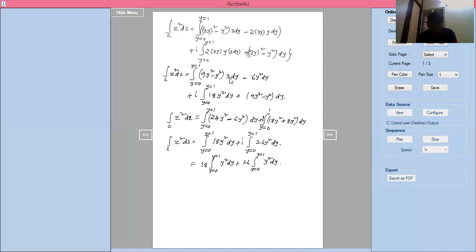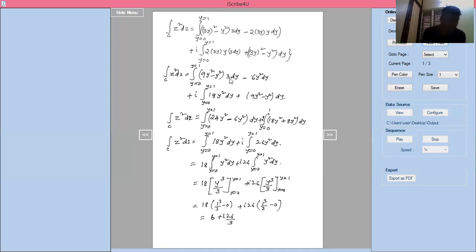Now 18 into integration of y square dy should be y cube by 3, limit should be y equal to 0 to y equal to 1, plus 26 into integration of y square into dy should be y cube by 3, limit should be y equal to 0 to y equal to 1. So here i is there. Now if you apply the upper limit, 18 into 1 cube by 3 minus 0, plus i into 26 into 1 cube by 3 minus 0. Now I will write 18 by 3 is nothing but 6, plus i into 26 by 3.